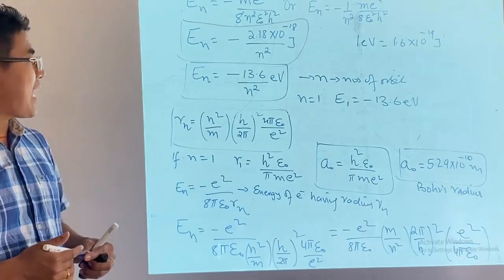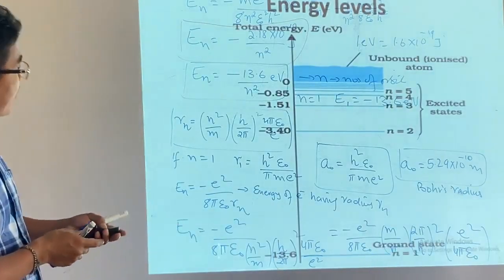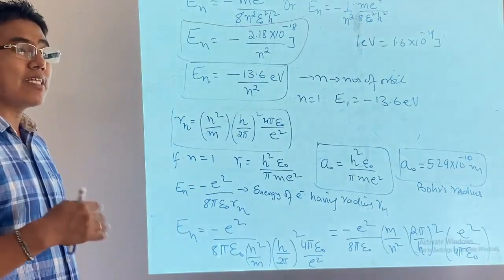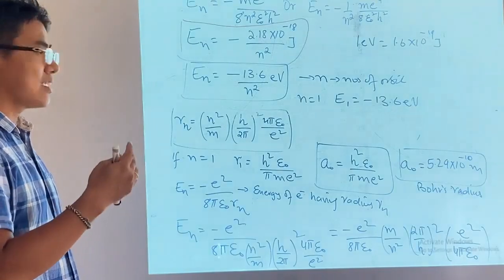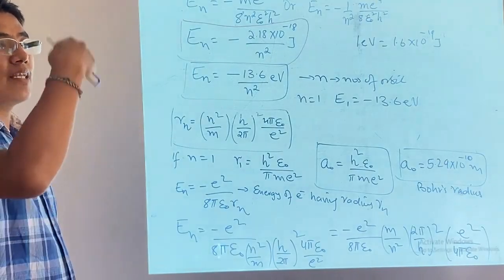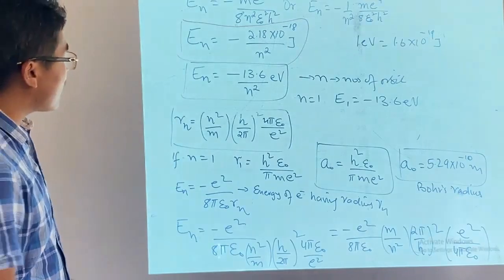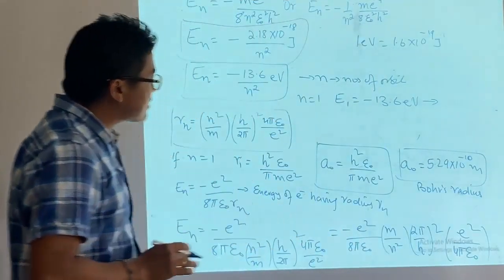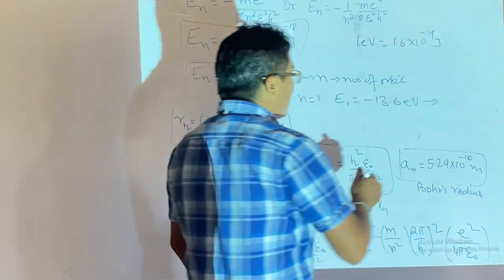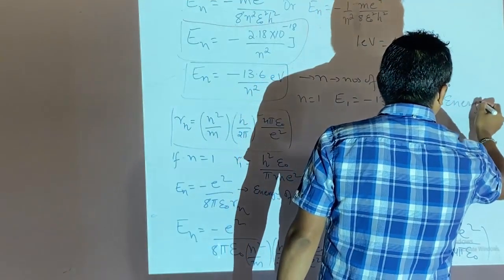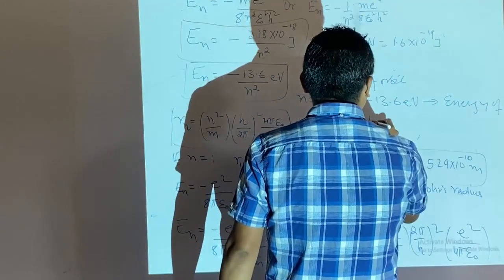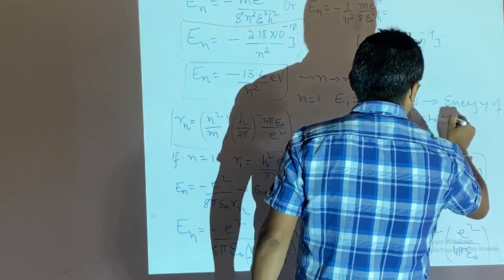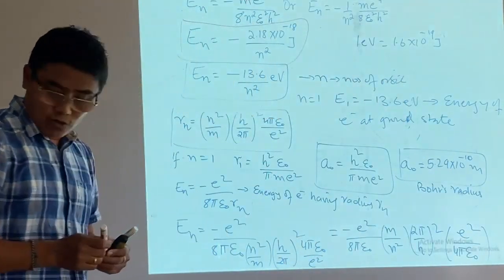Now as I go on increasing n, the value goes on decreasing in magnitude, that means energy is increasing. That means they are in excited states. Therefore this is the ground state. This is the energy of the electron at the ground state. That is the first orbit.